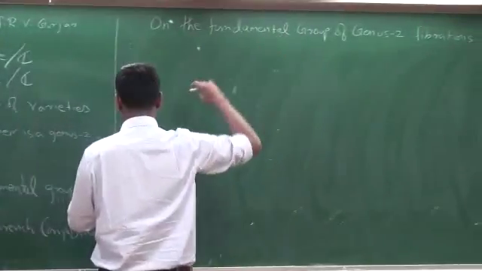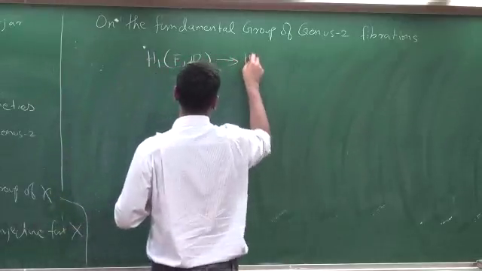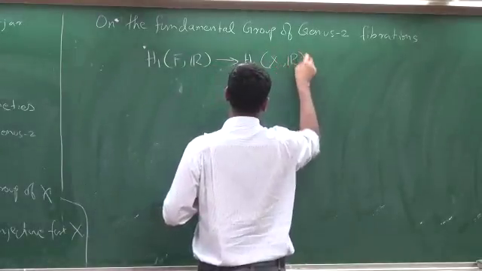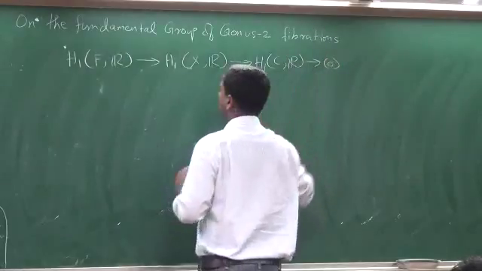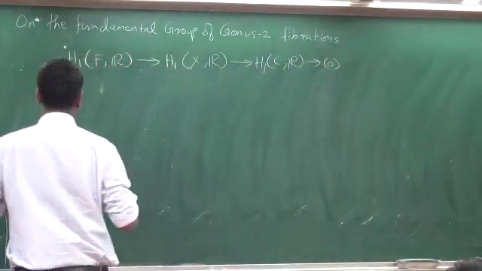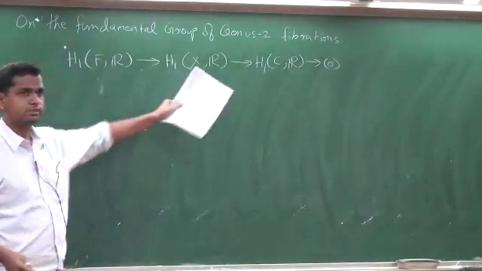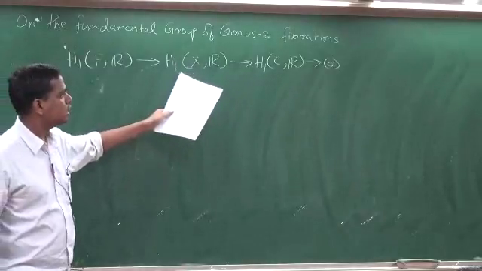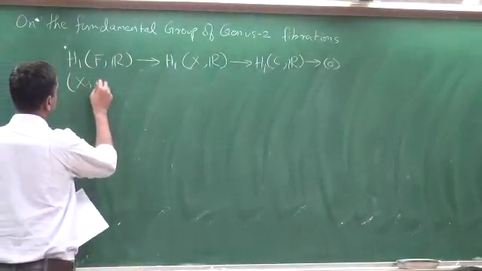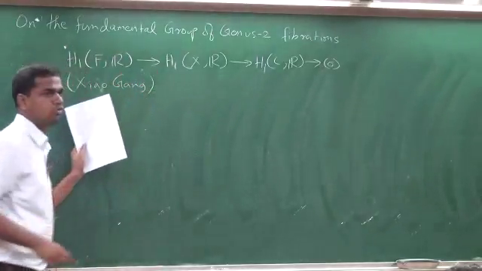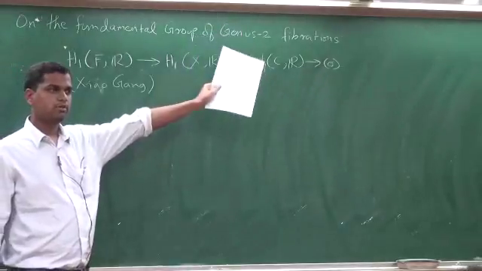To begin with, we have this short exact sequence, H1 of F, R to H1 of X, R to H1 of C, R. This is a fact. It's not completely trivial. F here is the general fiber. X and C, of course, we know what they are. So given F, there is such a short exact sequence, and this was seen by many people. Sagar, for instance, has a proof of this in one of his papers. I will give the references at the end. But this sequence is there, it's given to us.